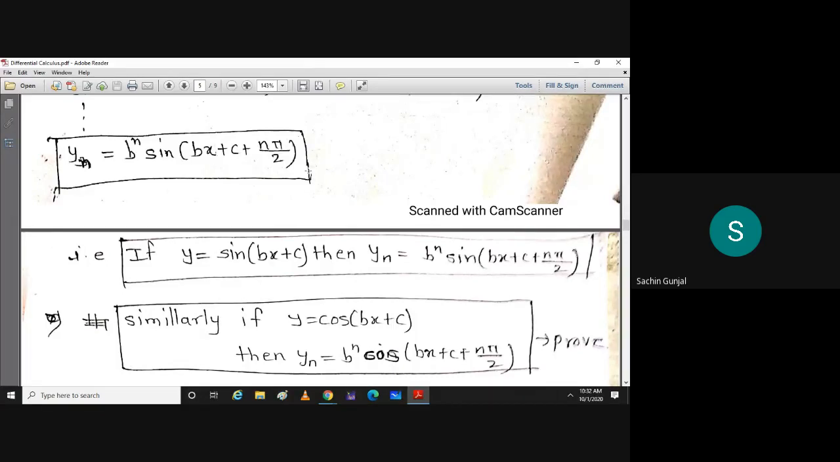So, do you understand how you are going to deal with that problem? Yes, sir. Divide and multiply by 2. For a product of sine and cosine, divide and multiply by 2 and use the identity 2 sin A cos B. Okay? Understood?